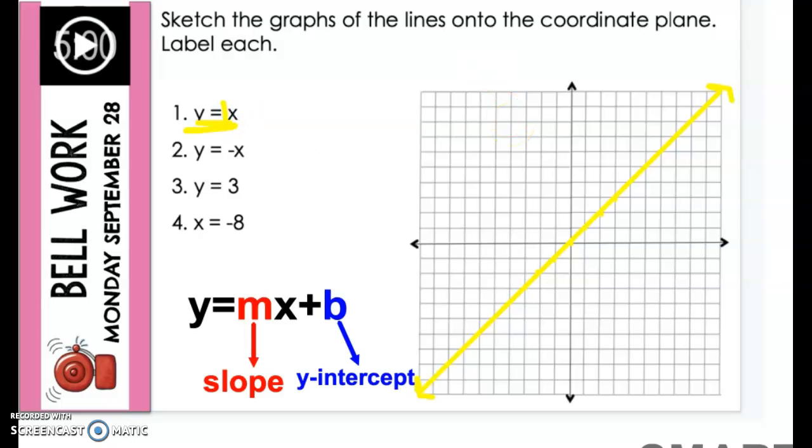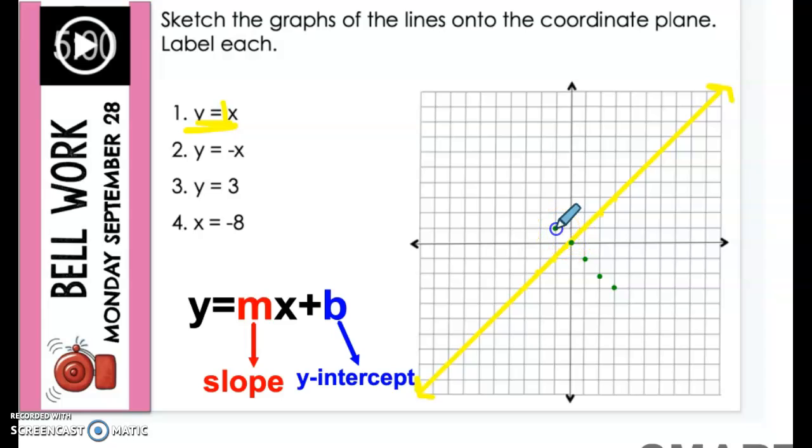All right, number 2 is very similar, but now instead of y equals x, we have y equals negative x. So the y-intercept is still going to be at 0, 0. We don't have a plus or minus anything at the end. Now, from this point, instead of going up 1 and 1 to the right, we're going to go down 1, right 1, down 1, right 1, down 1, right 1, because our slope here is negative 1.